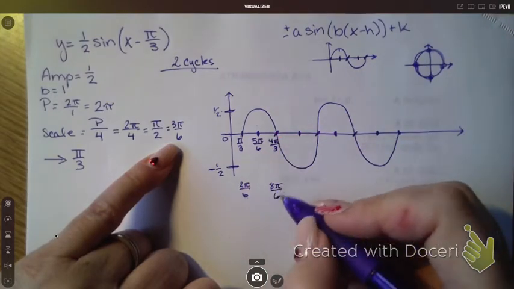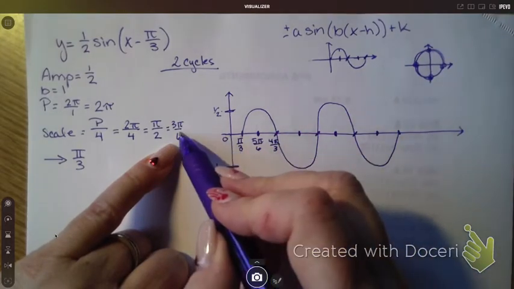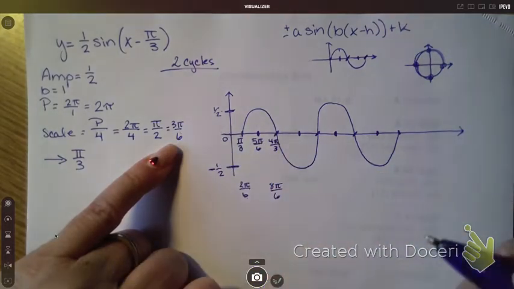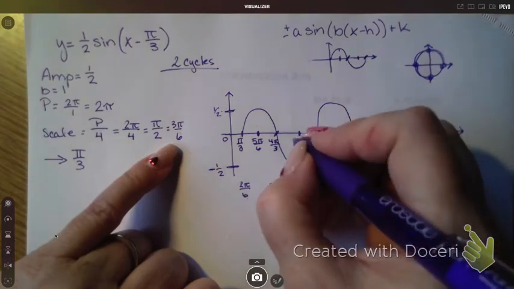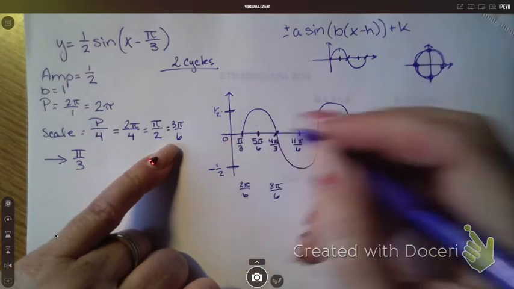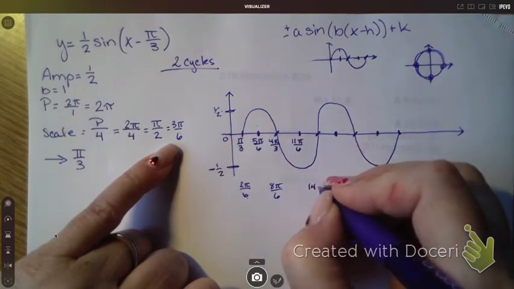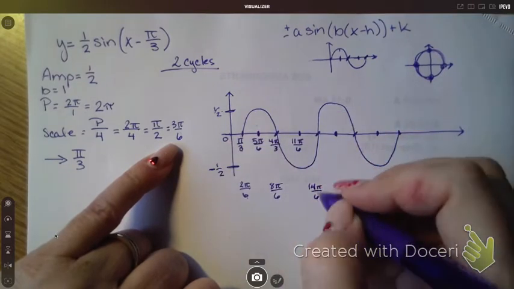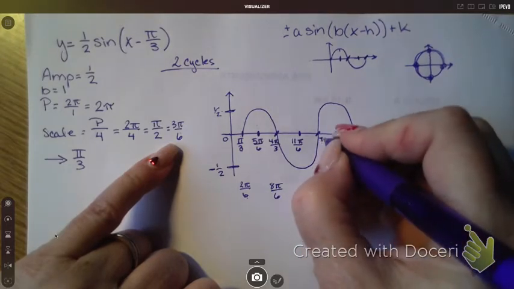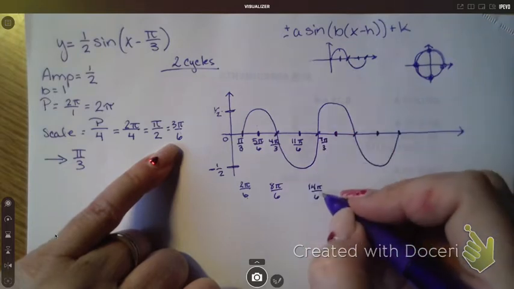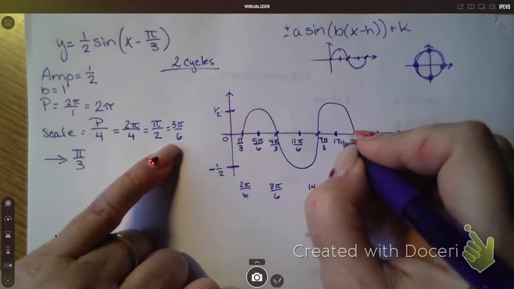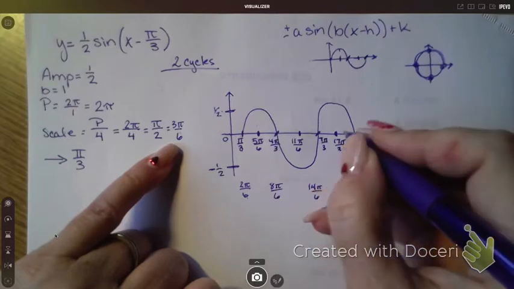8 pi over 6 plus what? 3 pi over 6. You're adding your scale each time. So 8 plus 3 is 11. 11 plus 3 is 14. And I do my ones where I have to reduce down at the bottom: 7 pi over 3. That way I can just keep adding to it. So 14 plus 3 is 17 pi over 6, not 3.